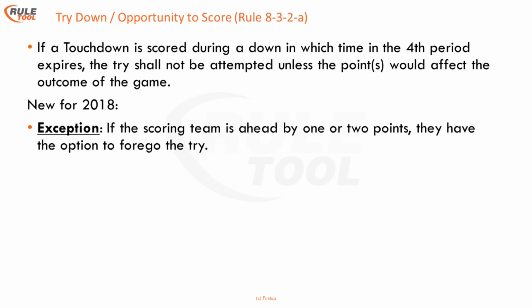So we have a change in Rule 8 concerning the try. Basically, as we know today, if a touchdown is scored on the last play of the game, we're not going to attempt the try unless the points would affect the outcome of the game. What that means is, if either team is ahead by 1 or 2 points or it's tied, we're going to do the try. This change is an exception to that, and it allows the scoring team, if they're ahead by 1 or 2 points, to have the option to forego the try.